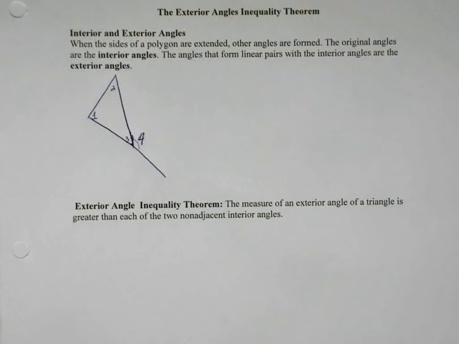So you have interior angles, that's these ones right here, angle 1, 2, and 3. And then the exterior ones are, well, there's more than one, but it's this one right here. That's the exterior angle right there. In other words, the interior angles are inside of the triangle, and the exterior stuff is on the outside of it.